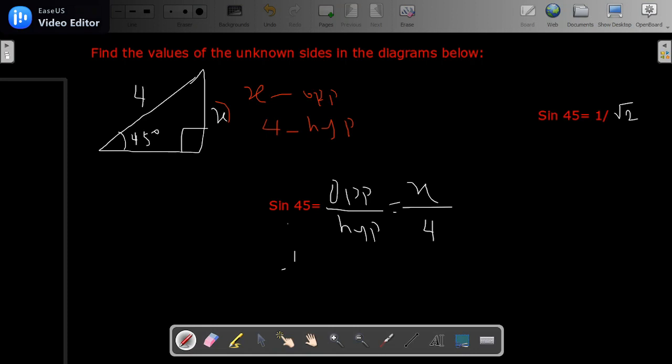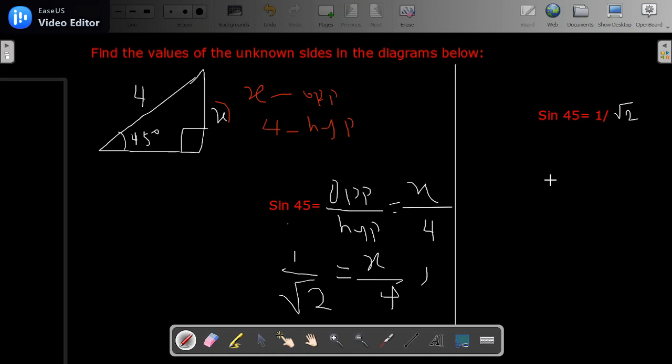which is also x over 4. Then what do we do? What's the next thing we do? Let's cross multiply. Cross multiplication means this times this: 4 is multiplied by 1, and x is multiplied by root 2. So 4 over root 2, since there's an equal sign here, is equal to x. So 4 is multiplied by 1 to get that.